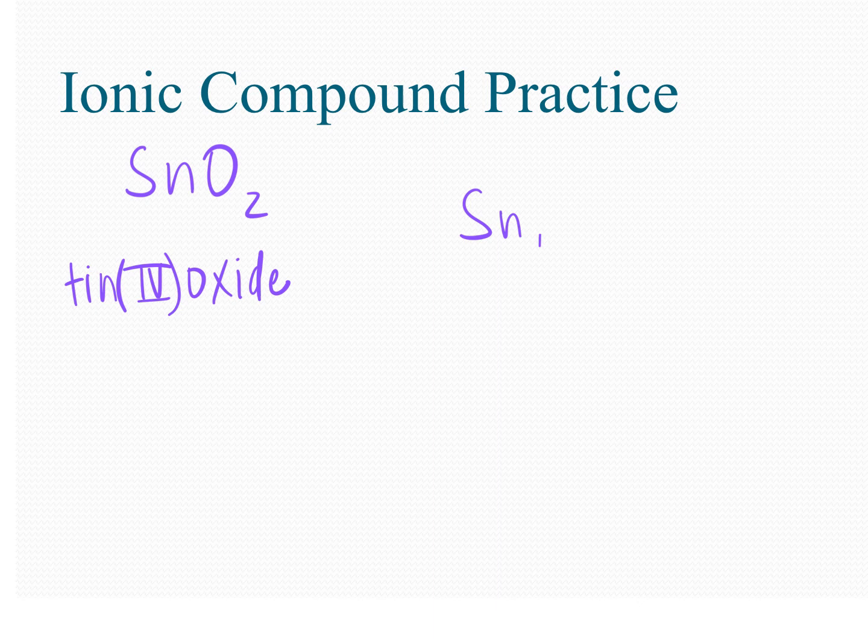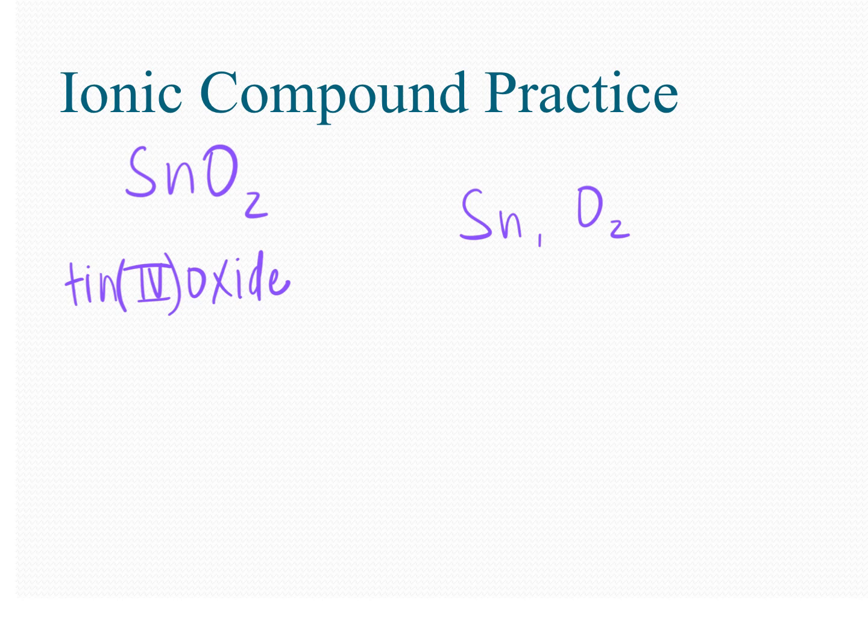Tin, we assume there's one of them. Oxide, we assume there's 2. So if we reverse the crisscross and we bring this up and this up, that would leave us with Sn plus 2 and O minus 1. Is that oxide's normal negative charge? It's not. Oxide's normally minus 2. And so you've got to realize if this is supposed to be minus 2, then this must be plus 4.